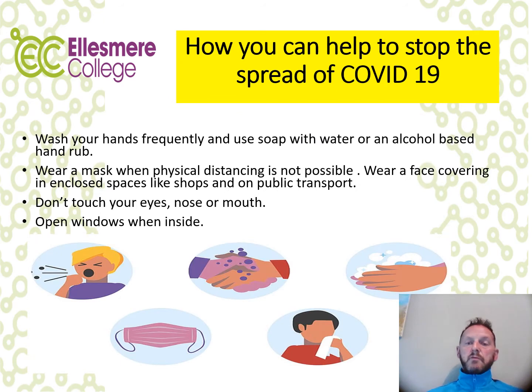So how can you help to stop the spread of COVID-19? Well, the main things you can do is you can wash your hands frequently and use soap with water or an alcohol-based hand rub. Wear a mask when physical distancing is not possible. You can wear a face covering in closed spaces like shops and on public transport, or when you're in school in places like corridors or where there's lots of people in close proximity. Don't touch your eyes, nose or mouth, and open windows when inside.